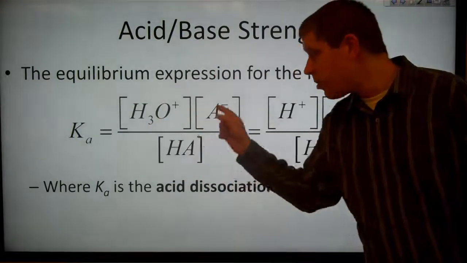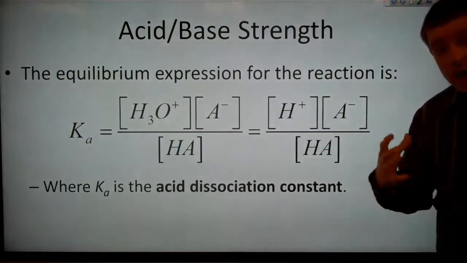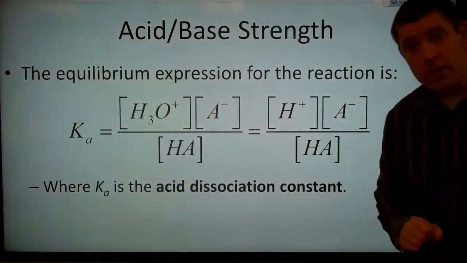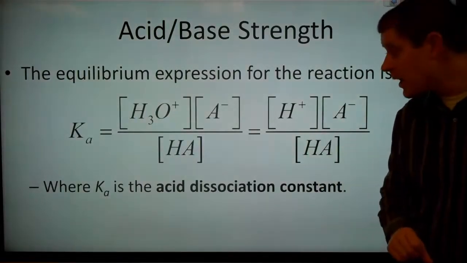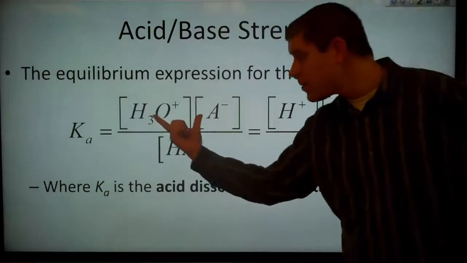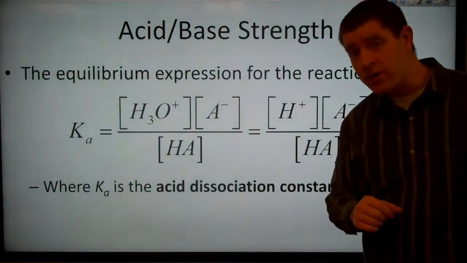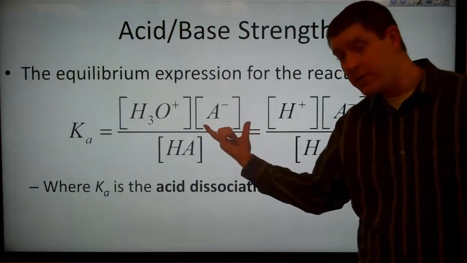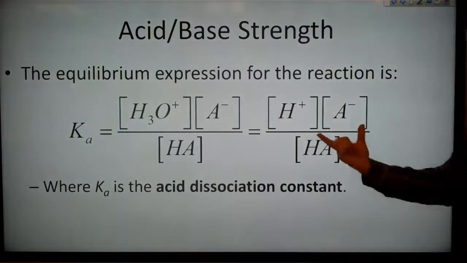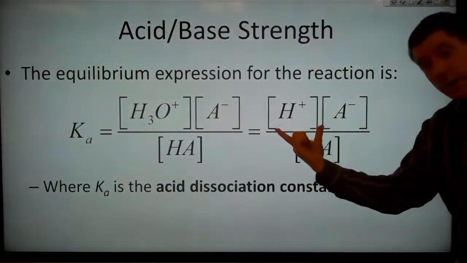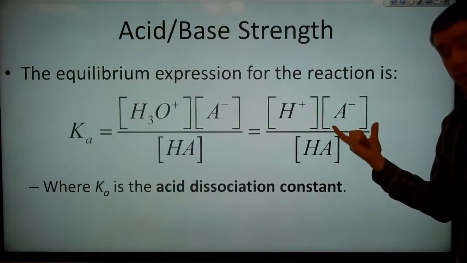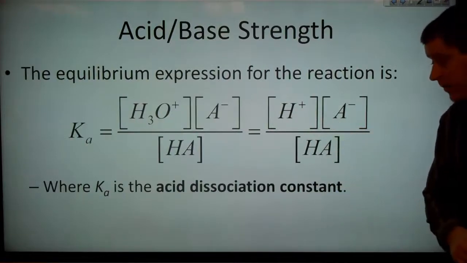Again, here, these square brackets mean the concentration of whatever chemical species we have inside. So we can write that either as concentration of H3O plus times concentration of A minus over concentration of HA, or we can write it this way, where the concentration of a proton, H plus, times concentration of A minus over concentration of HA.